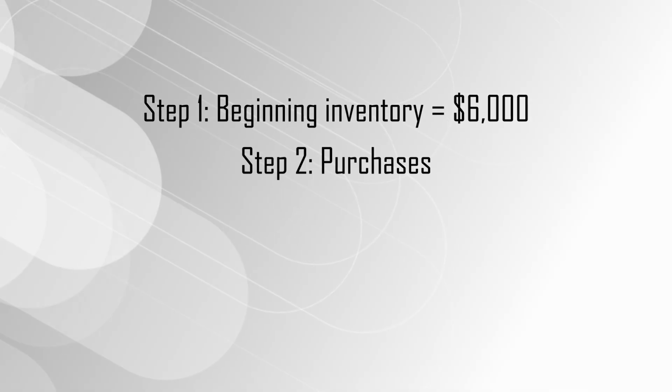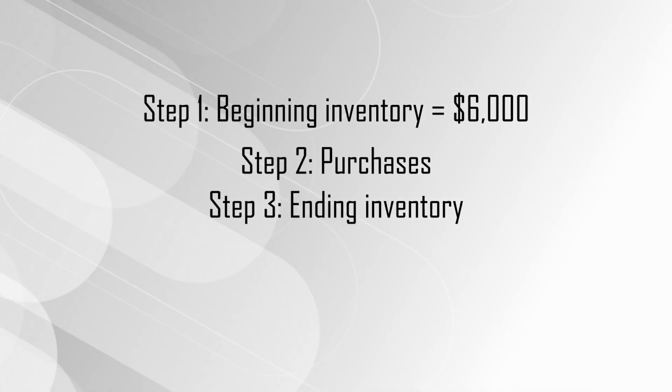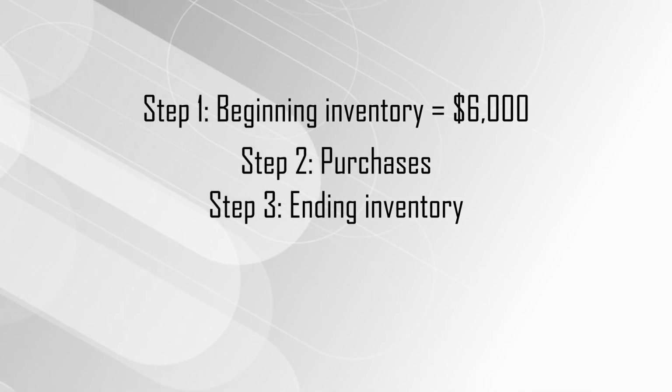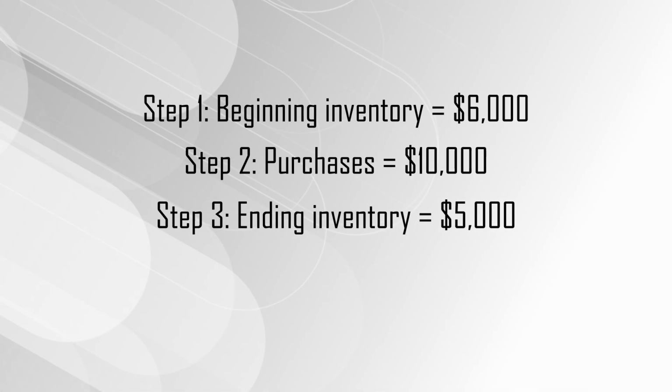Step 2 is purchases. All through June, you buy food from vendors. Take all of those invoices and add it up into one solid total. Let's just say you bought $10,000 worth of food in June. Step 3, ending inventory. On June 30th or July 1st, whichever you prefer, you count all of your inventory again. Let's say it totals out to $5,000 this time.